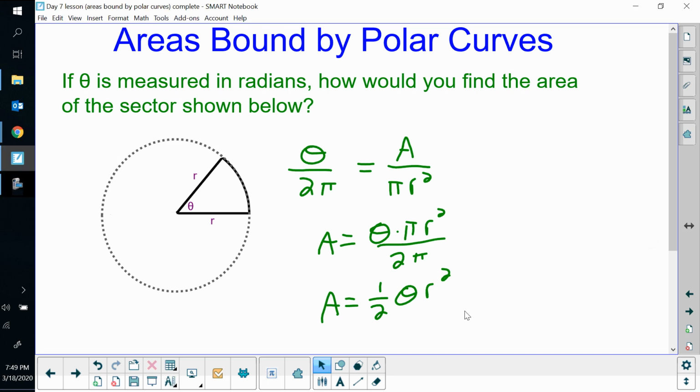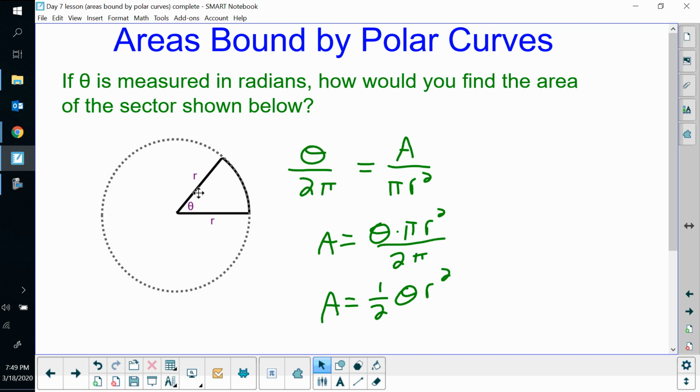Alright, in this video we are going to look at areas bound by polar curves. So to start out, to review the area of a sector. Back in geometry, you set up proportions. You had your partial angle over your whole angle. Often you did theta over 360, but because we're in radians, we have theta over 2 pi.